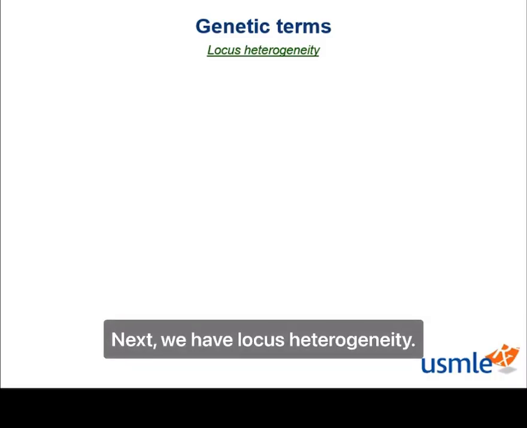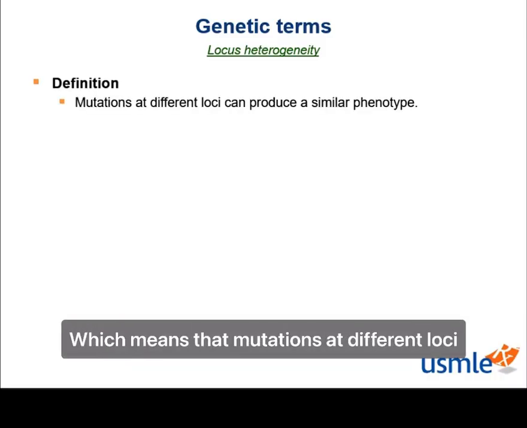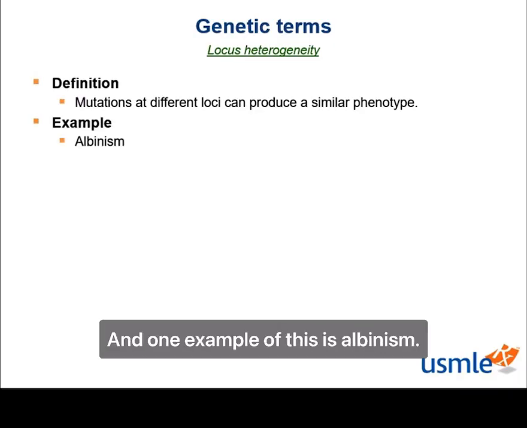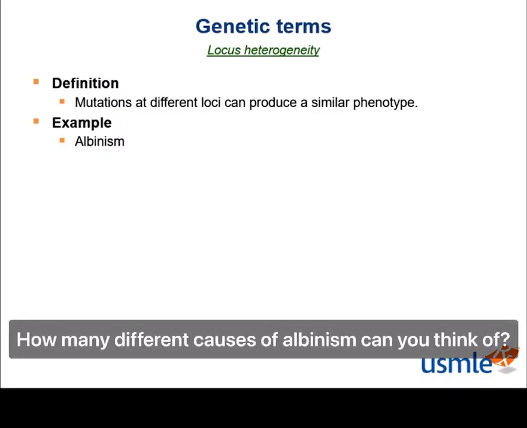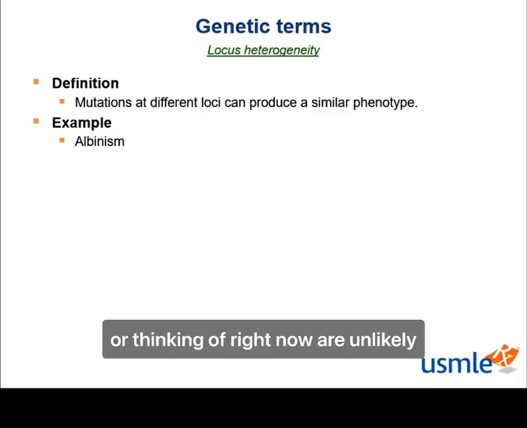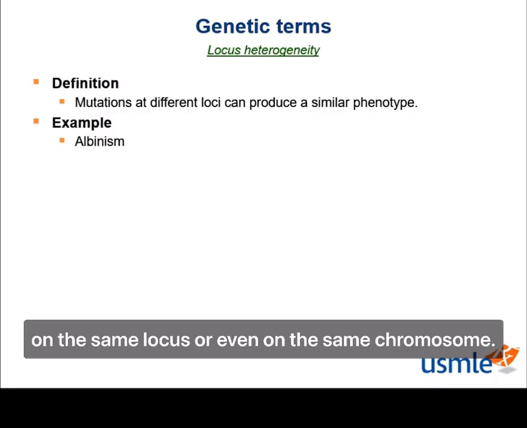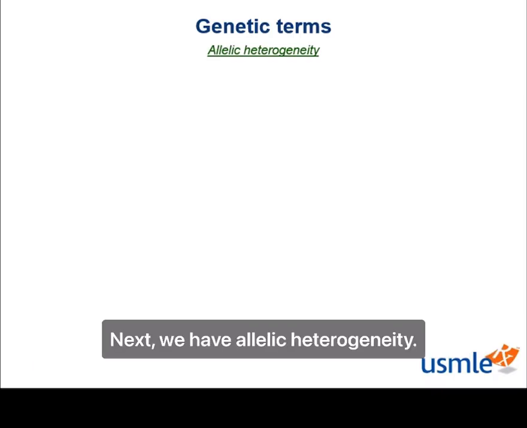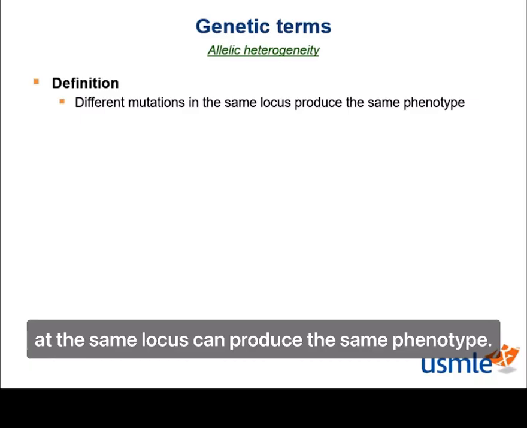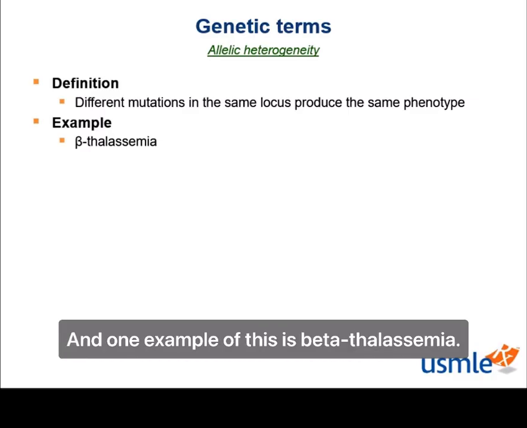Next, we have locus heterogeneity, which means that mutations at different loci can produce a similar phenotype, and one example of this is albinism. How many different causes of albinism can you think of? The diseases or conditions that you're naming or thinking of right now are unlikely on the same locus or even on the same chromosome. Next, we have allelic heterogeneity, which means that different mutations at the same locus can produce the same phenotype. And one example of this is beta thalassemia.